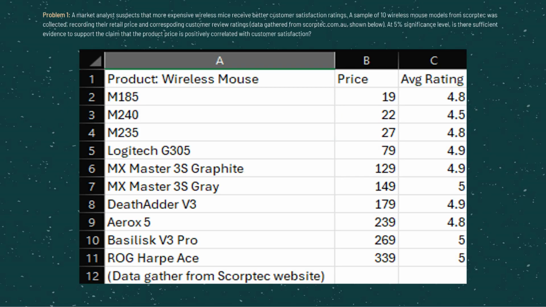Now a market analyst wants to know better about customer satisfaction ratings, and he gathered a sample of 10 wireless mouse models from ScopeTech, and at 5% significance level, he wonders if there exists a positive correlation between the price and the average rating. All of the data here is real life data, and you could just go to scopetech.com.au to search for the name of each of the products here.